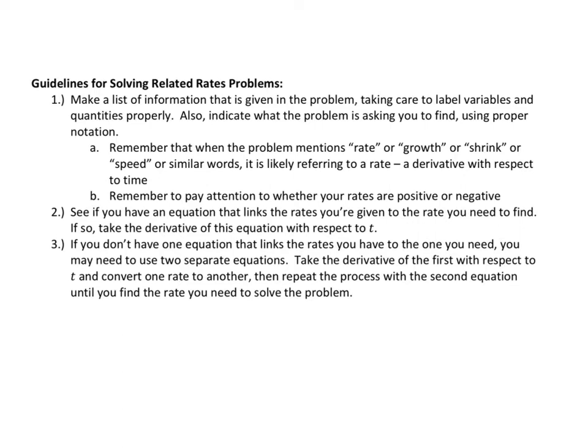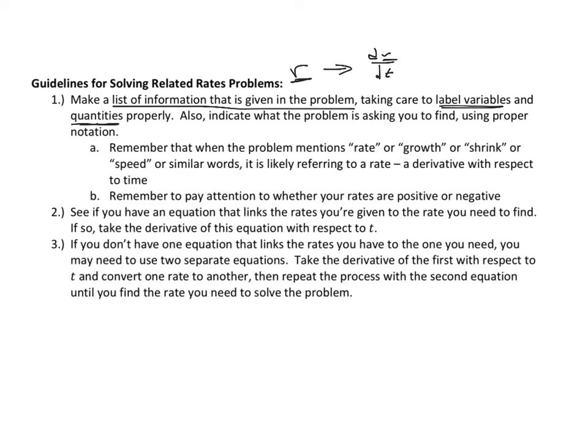for related rates problems. A lot of the things I'm about to say are really great guidelines for any kind of problem that you're trying to solve, but they are particularly valuable here with related rates. So first step in these problems is to make a list of the information that's given in the problem. And it's very important that you actually label your variables and your quantities properly. We're really going to want to make sure that we're connecting, for instance, the radius to the rate of change of the radius. And so you just want to make sure that you're using the same variable when you're talking about the same quantity.